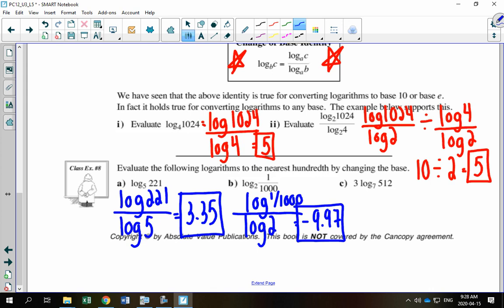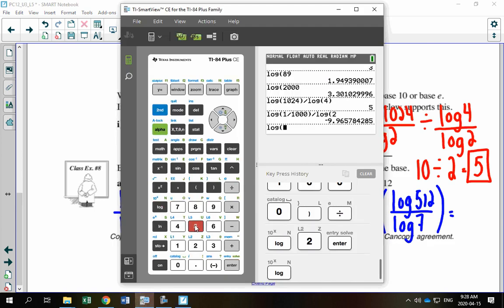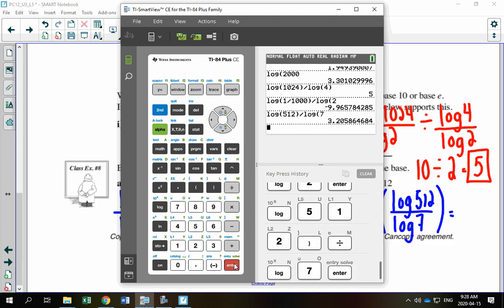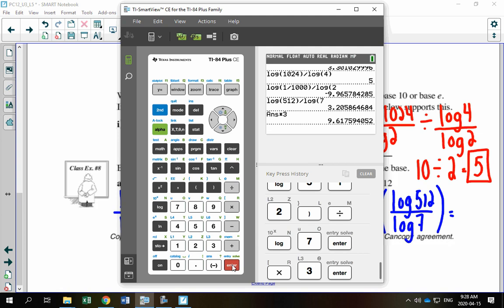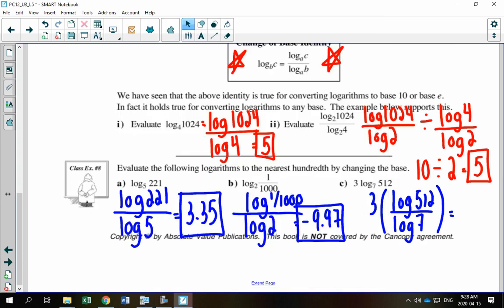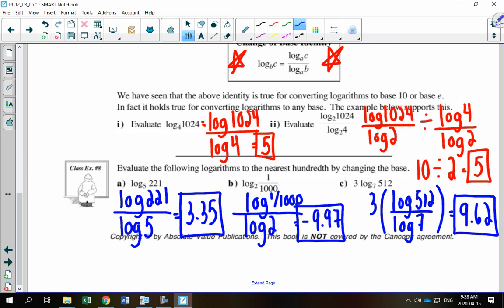Okay, and then thirdly, you can keep the 3 out. So 3, and then we're going to do log 512 divided by log 7. Okay, and then take that value, and again, it's being multiplied by 3. So 9.62. Okay, so again, change of base is helpful in terms of evaluating when you're not able to make the bases the same. Okay, last page here.